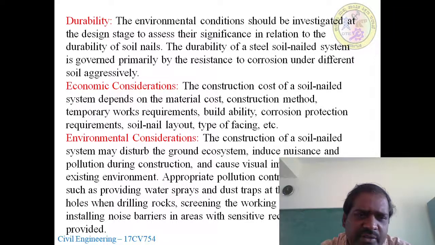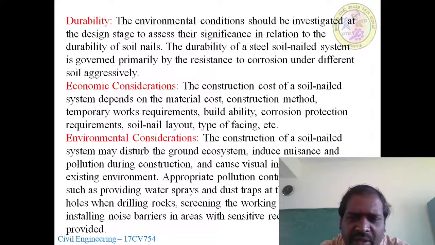Then finally, we talk about the environmental considerations. The construction of a soil nail system may disturb the ground ecosystem, induce nuisance and pollution during the construction, and cause visual impact to the existing environment. So these are the severe conditions we have to consider when constructing soil nails. And appropriate pollution control measures, such as providing water sprays and dust traps at the mouths of the drill holes when drilling rocks, screening the working platform, and installing noise barriers in areas with sensitive receivers, should be provided.